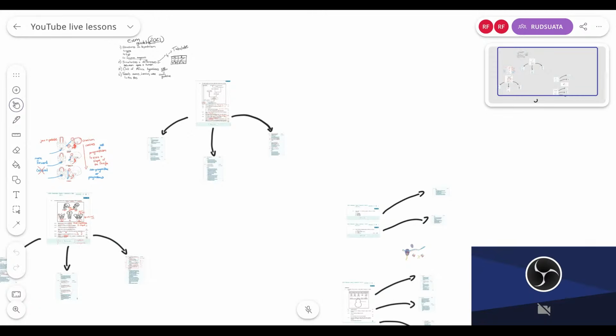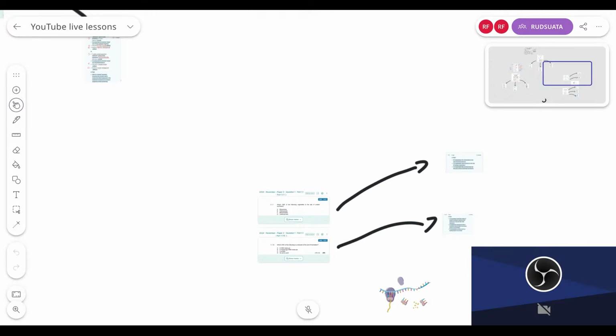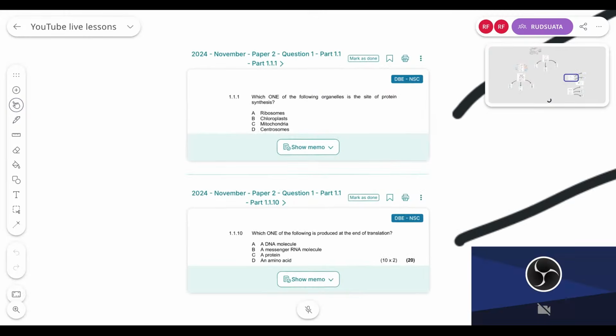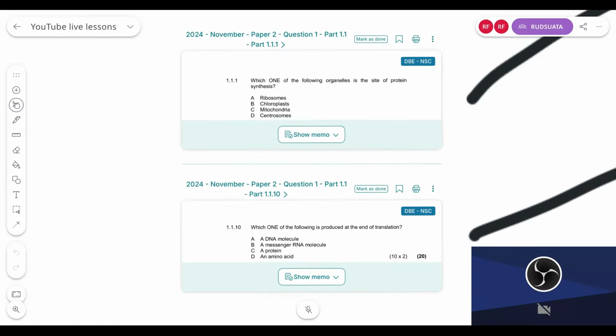Otherwise, what I want to do is move on to my last topic for this evening, which is going to be about protein synthesis. And I always like to do a little warm-up round on this one when we change topic.